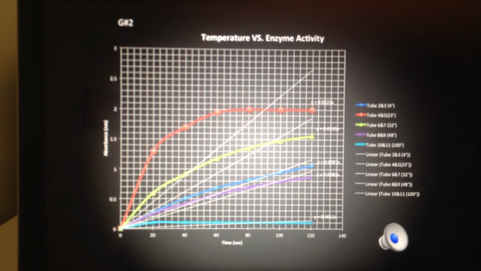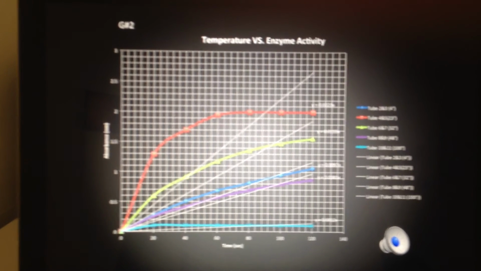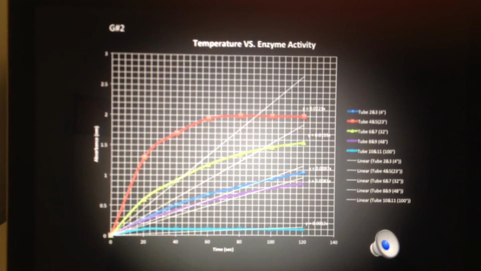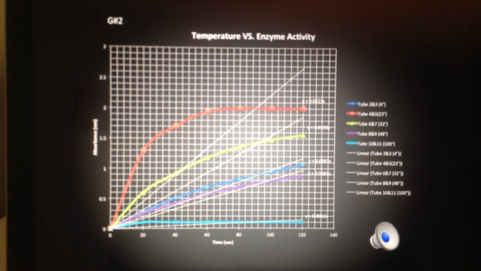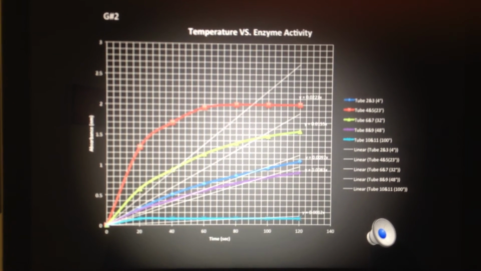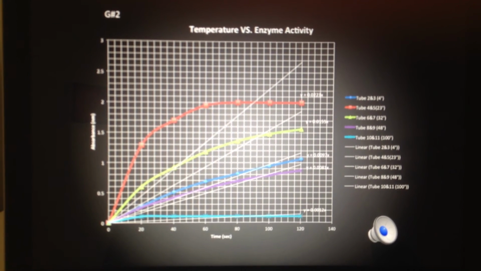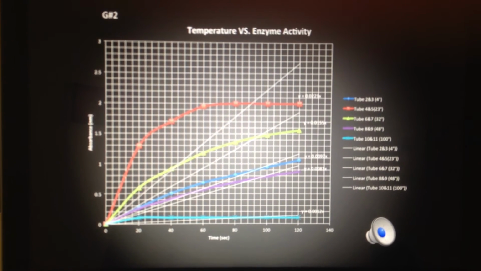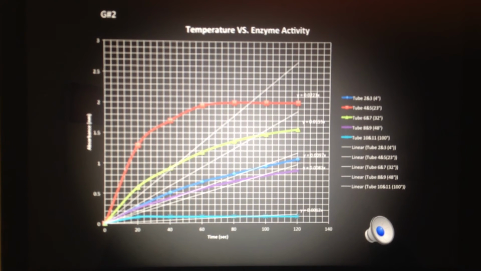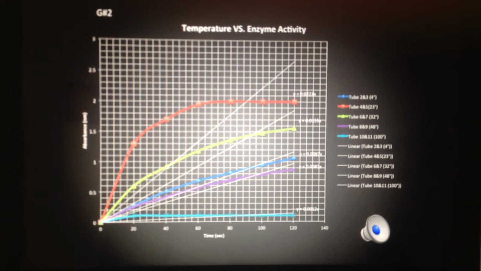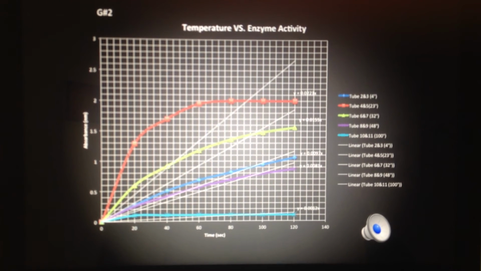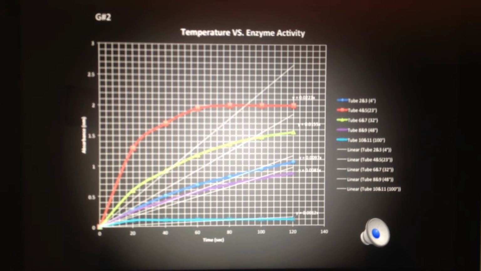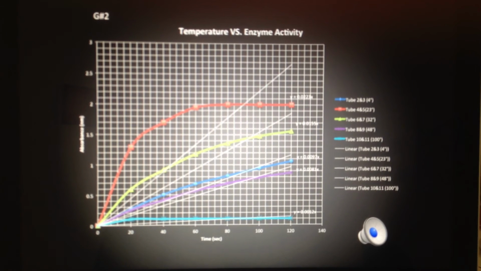This graph shows how temperature affects the rate of reaction of the enzyme and guaiacol. At a temperature of 100 degrees, the rate of reaction is relatively slow. When you increase the temperature to 48 degrees, the rate of reaction also increases. At a temperature of 4 degrees, the rate of reaction is relatively fast as well. When you increase it to 32 degrees, the rate of reaction has increased even more.